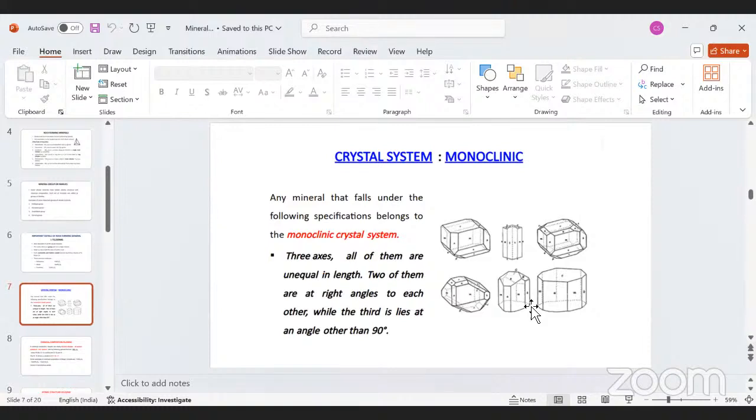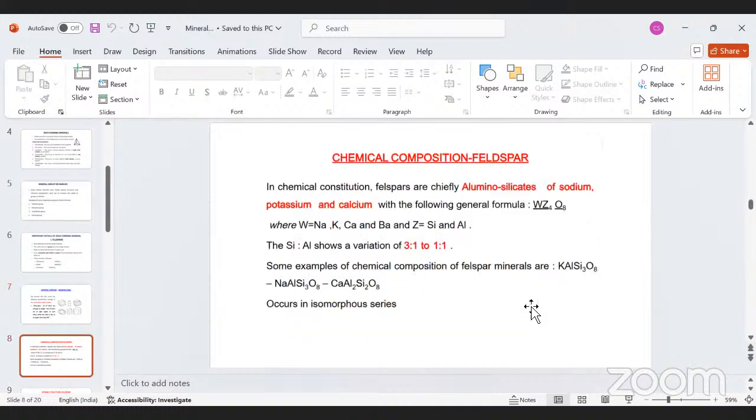Any mineral has its own crystal system. Here it has a monoclinic system. I told you in a previous class the classification of the monoclinic system. So what is the chemical composition here? Take the potash feldspars: potassium means K and alumina silicates. Alumina silicates means Al should be there, Si should be there, and O should be there.